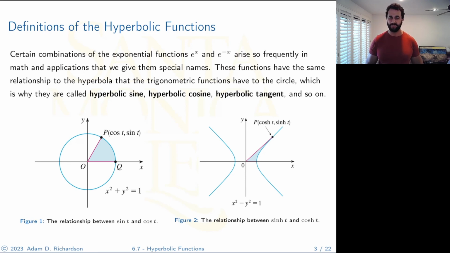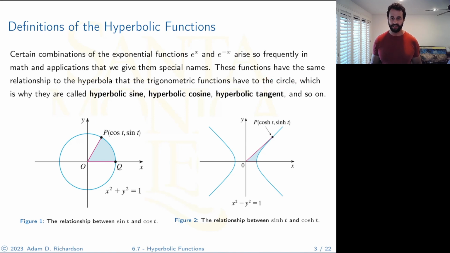So how did these things come about? Well, it turns out that certain combinations of the exponential functions e to the x and e to the negative x arise a lot. Combinations of these things, basically sums and multiples, arise in so many ways that we give them special names. They're related to sine and cosine functions because of the geometric interpretation. They have the same relationship to the hyperbola that the trigonometric functions have to the circle.